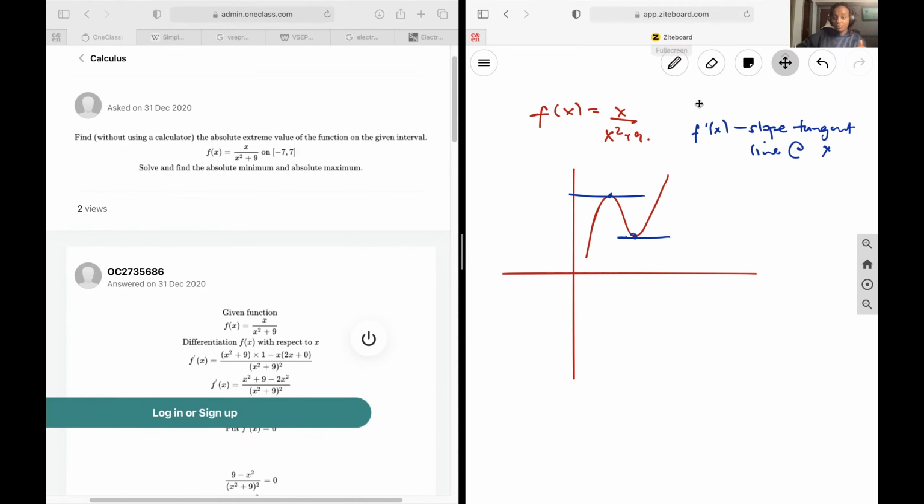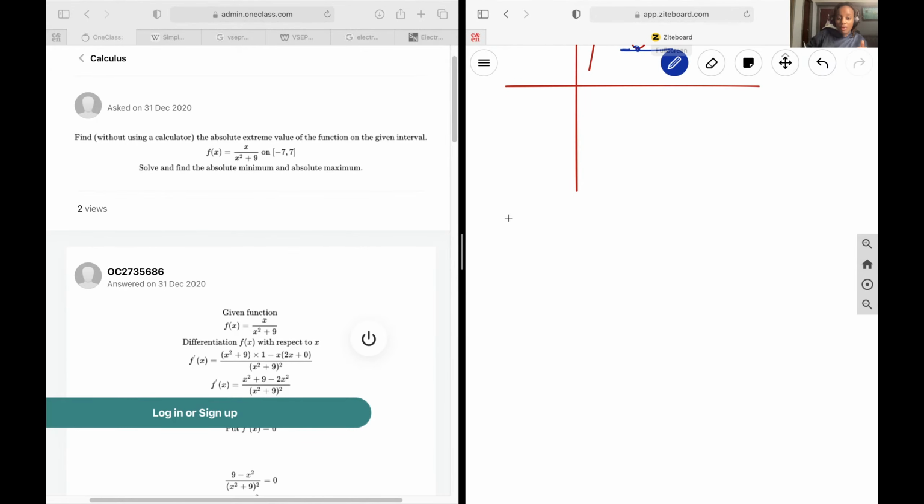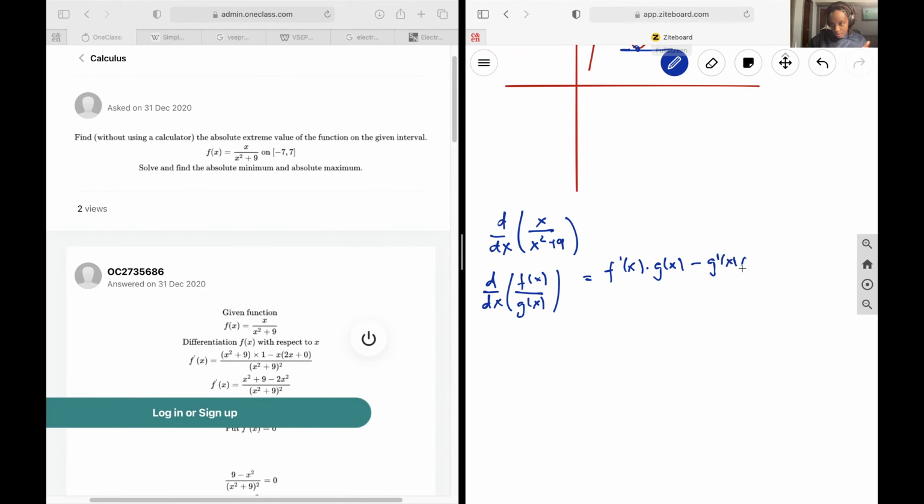So what that means is that to answer this question, I first need to find the derivative of x over x squared plus 9. In order to do this, I just need to remember the quotient rule, and that just states that the derivative of f of x over g of x is the derivative of f by g of x minus the derivative of g by f of x all over g of x squared. And so if f of x is equal to x, the derivative of that is 1. And if g of x is equal to x squared plus 9, the derivative of that is 2x.